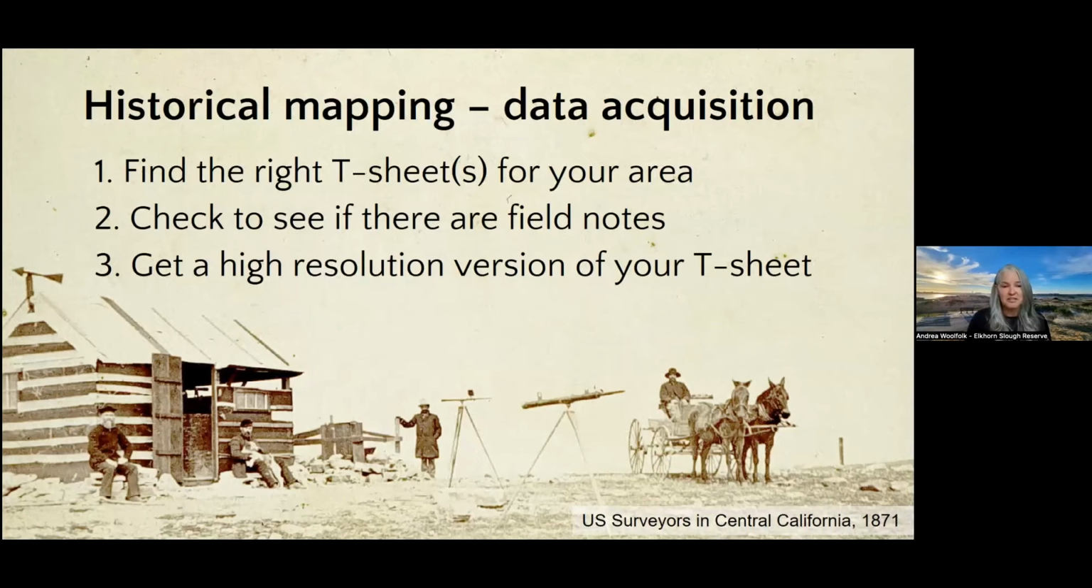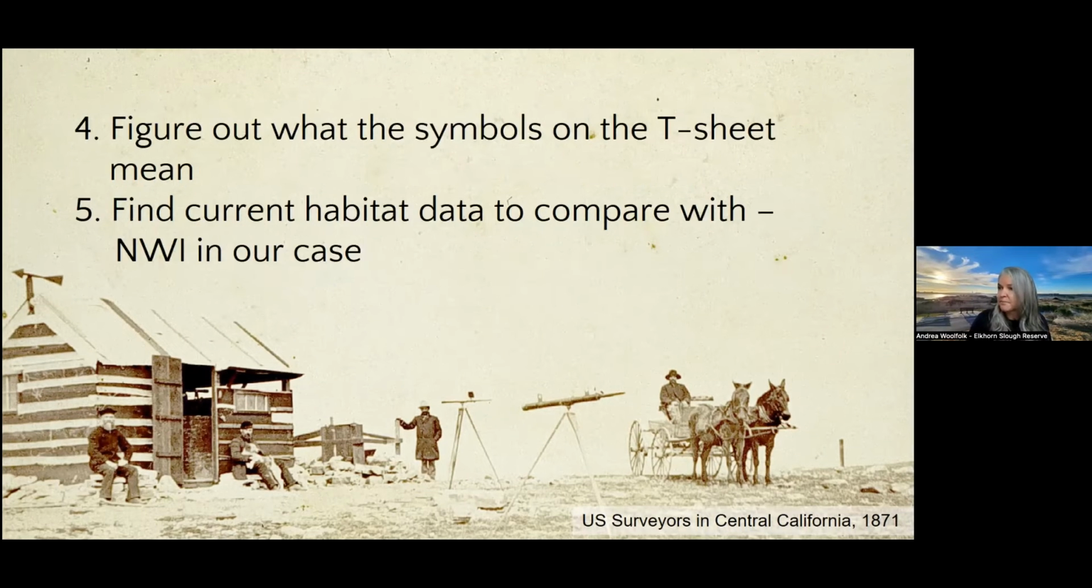For this part of the talk, it's going to be a tour of online and offline archives where you can find these historical data and NWI data. What I'm going to walk you through is first, how to find the right T-sheets for your area, how to check to see if there are field notes associated with those surveys. Then I'm going to walk you through how to get a high resolution version of your T-sheet. Then we'll talk about how to figure out what the symbols on the T-sheets mean. And finally, we'll move to the present. We'll talk about how to find current habitat data to compare with, which is NWI, of course, in our case.